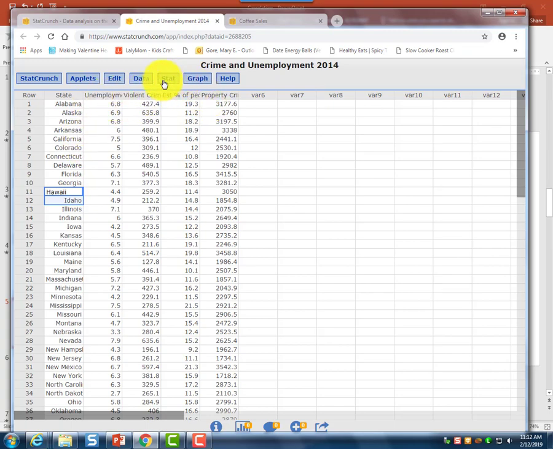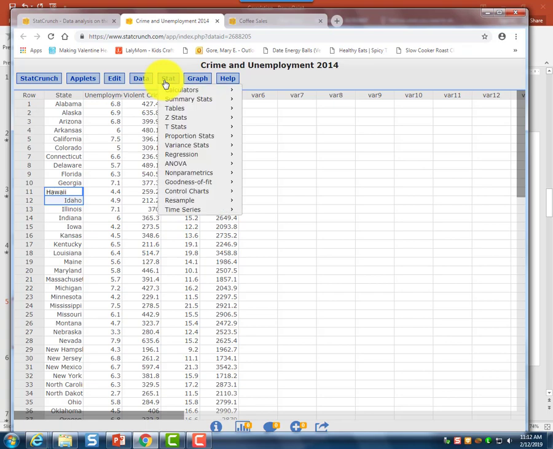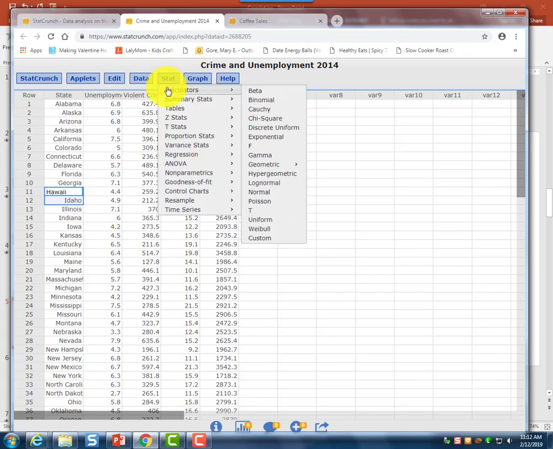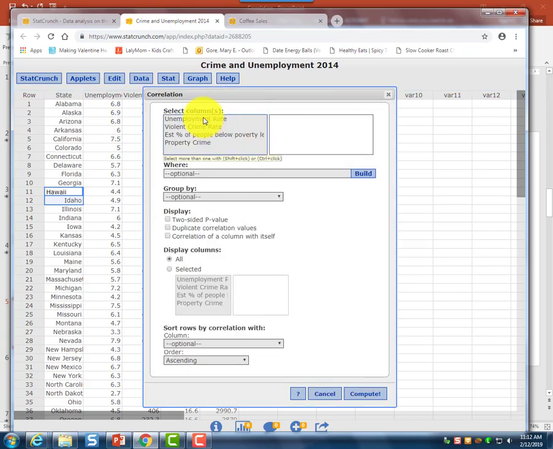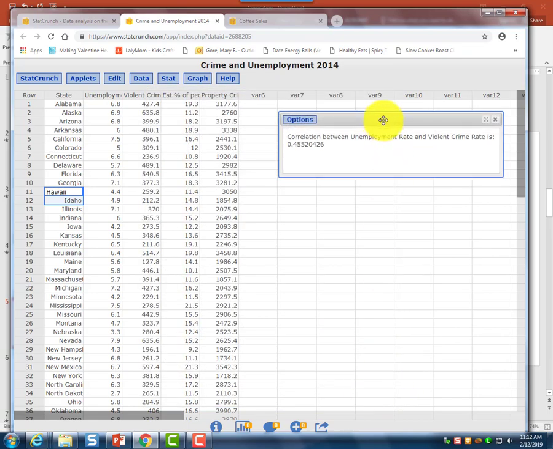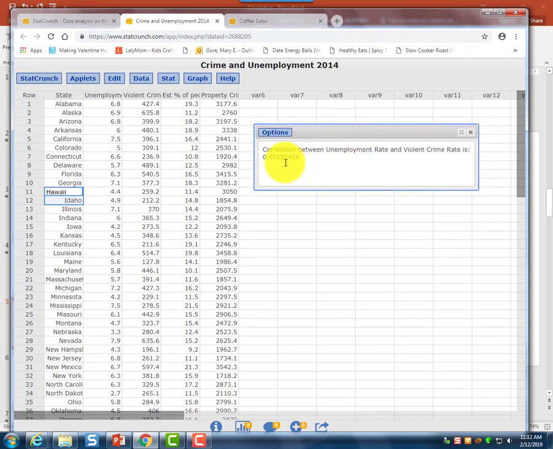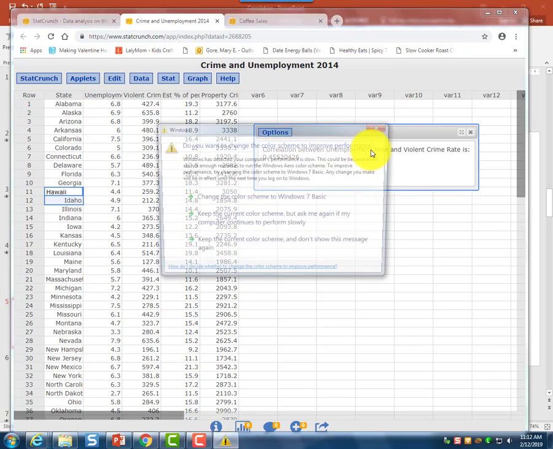So if I want to get a correlation for that, we already know what the graph looks like. Stat, summary stat, correlation. I'm going to grab the two. It doesn't matter who's x and y in this calculation. They just want to know the two quantitative variables. And hit compute. We see a correlation here, much different. Well, this one's positive, 0.455.